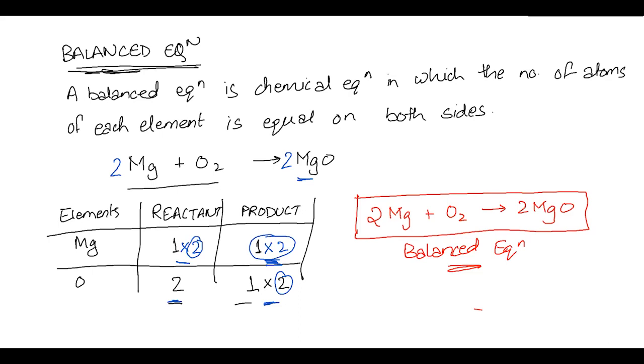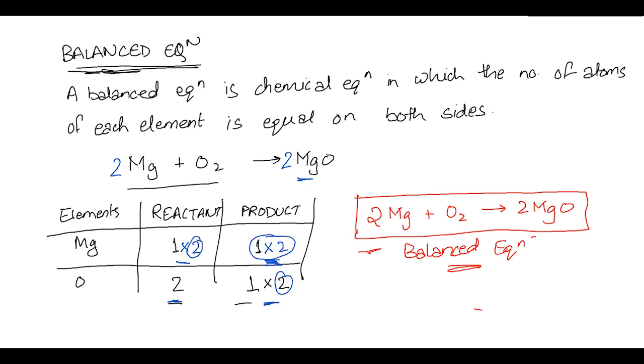Now to tell you about the difference between the two. We saw that in a skeletal equation we just had written the products and the reactants and we had no balancing. But when we see a balanced equation, the number of atoms of each element that is present is equal on both the reactant side and the product side. So this is the basic difference that is there. Now I guess this is clear.